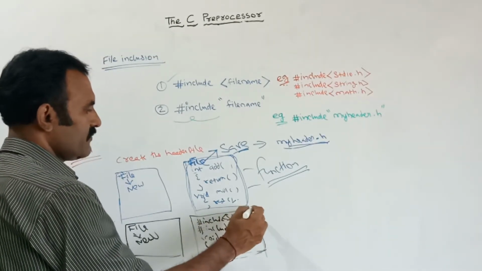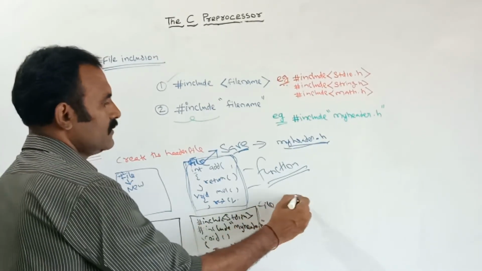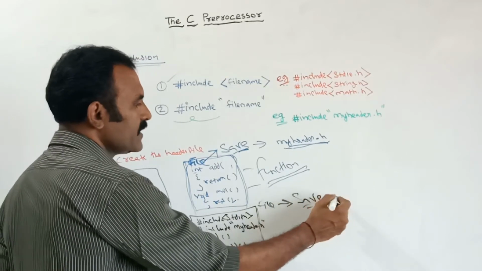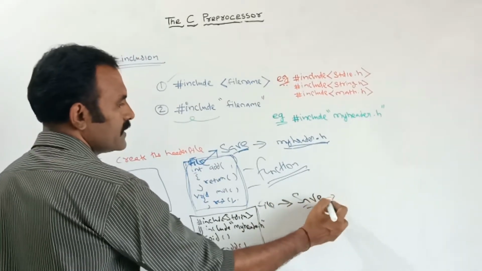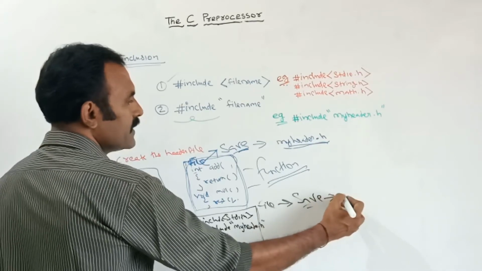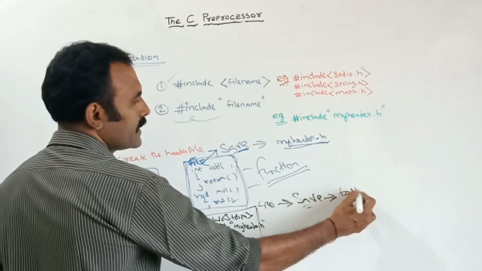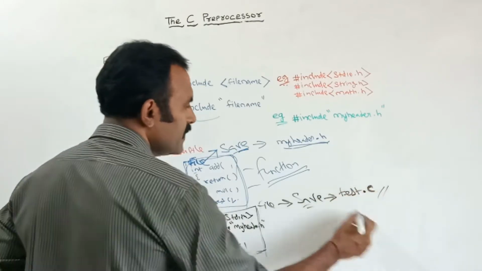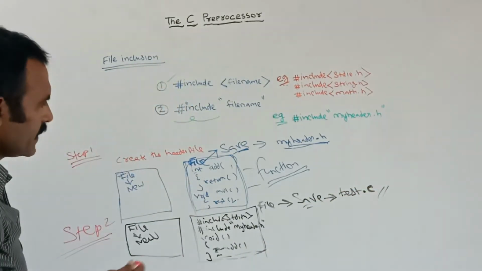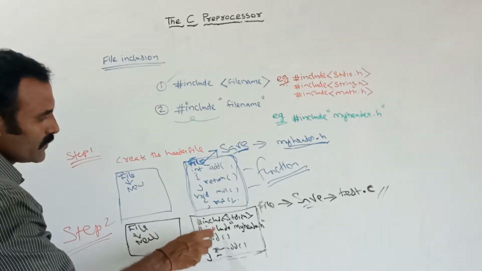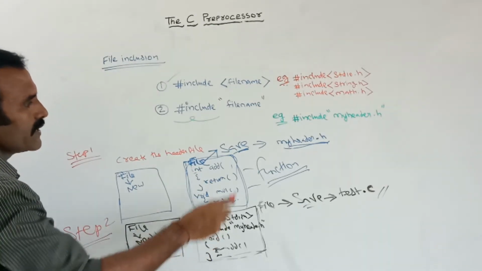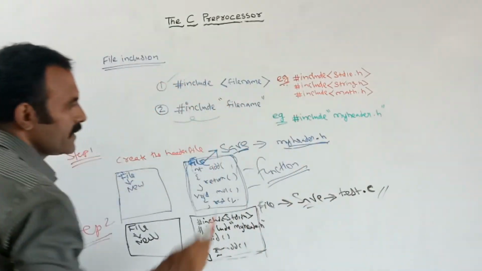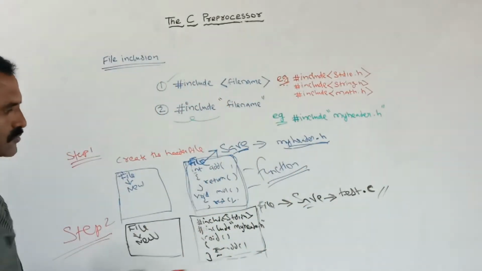Here in the file menu, select the save option. Here you should give the file name with .c because this is the source code. For example, let us take it as test.c. I am storing the file with the name test.c. So with the help of include directives, we can include the system header file and also the user header file in the source code.